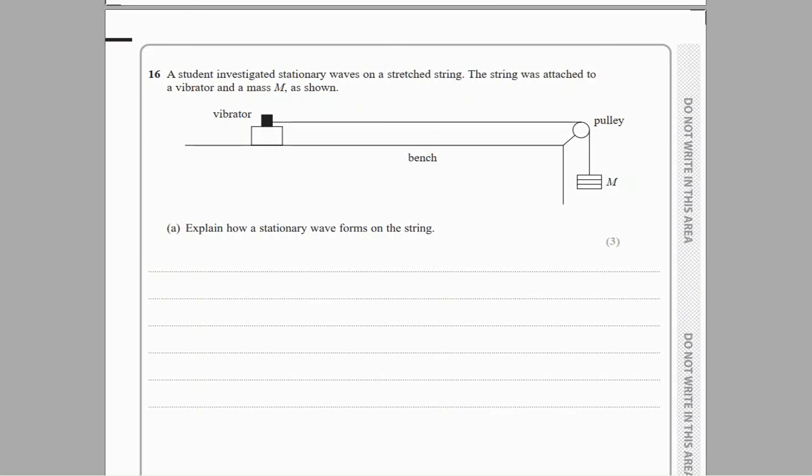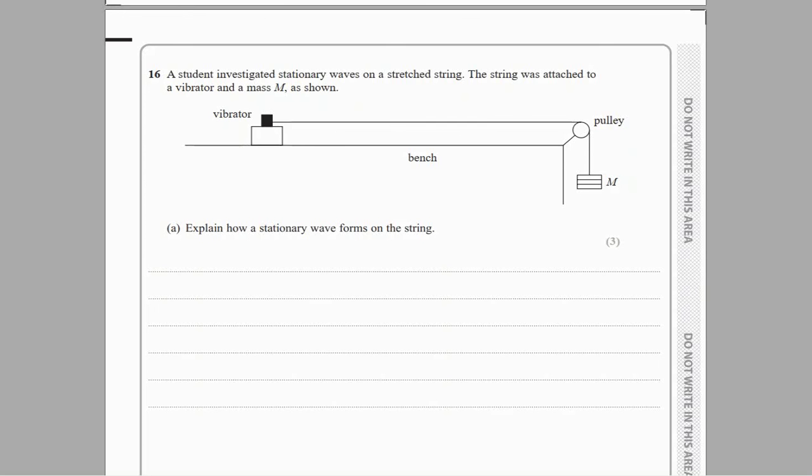This travels along the string, gets reflected at the pulley. The incoming wave and the reflected wave superpose to form nodes and antinodes. When do they form nodes and when do they form antinodes? When they are in phase, antinodes are formed, and when the two waves are in antiphase, nodes are formed. So that's how you see a stationary wave.